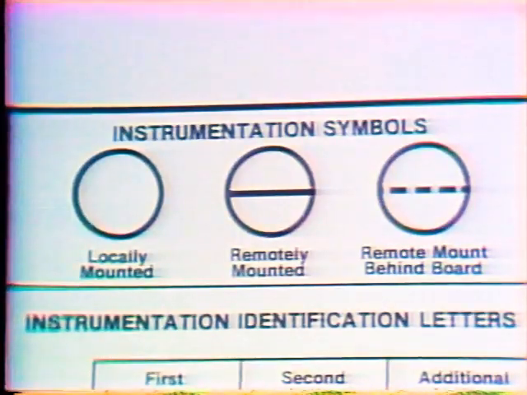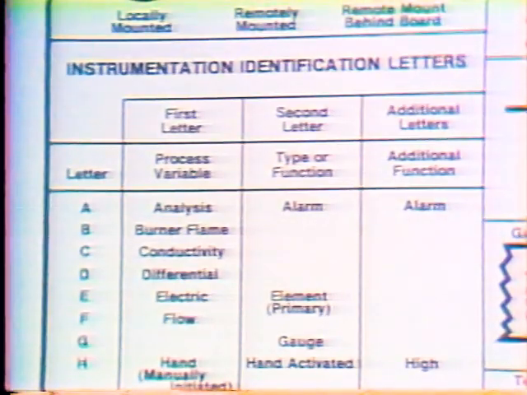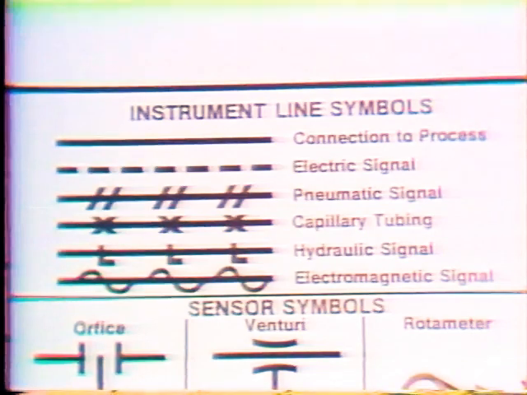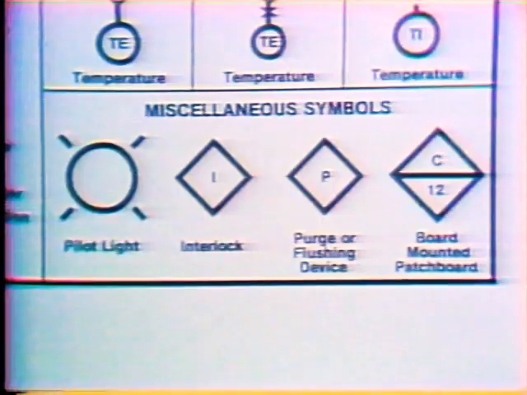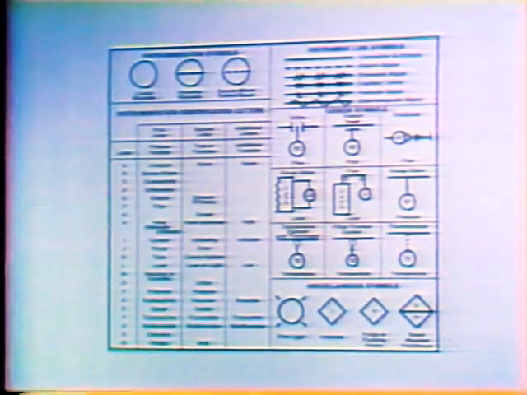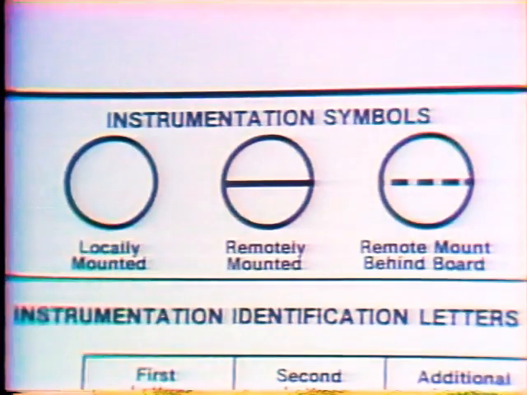But in general, most legends tell you at least 5 things: instrumentation symbols, identification letters, instrument line symbols, sensor symbols, and other miscellaneous symbols that are used. The first step in reading a legend is to look at the instrument symbols.